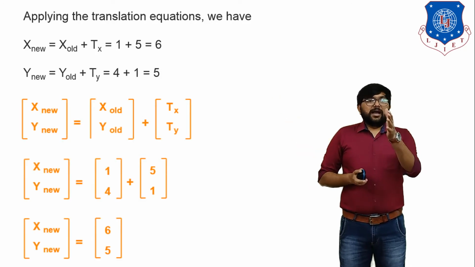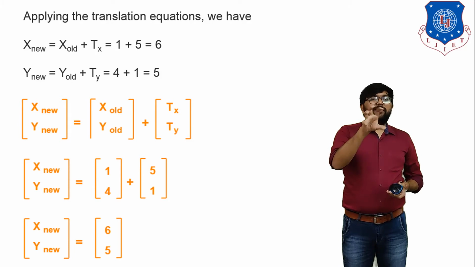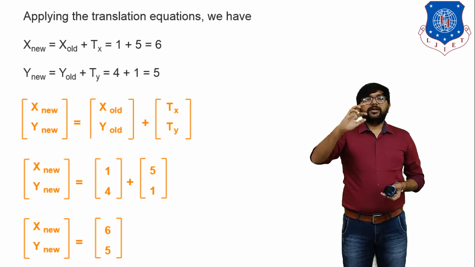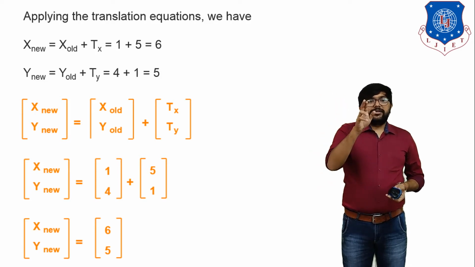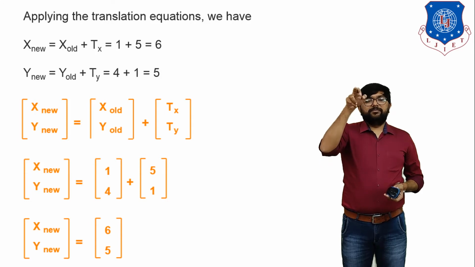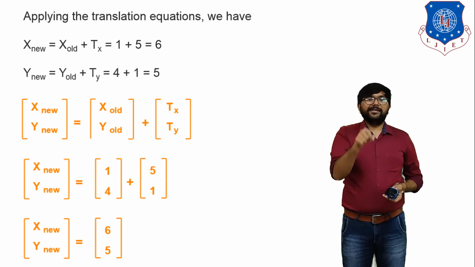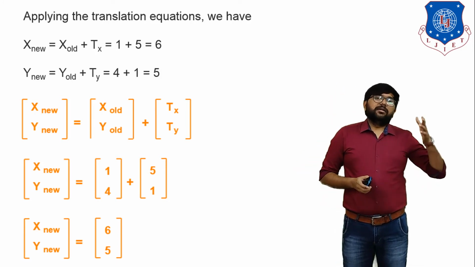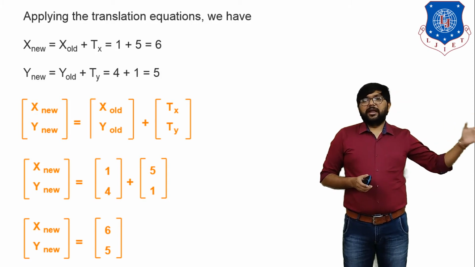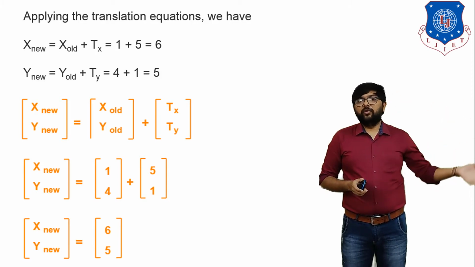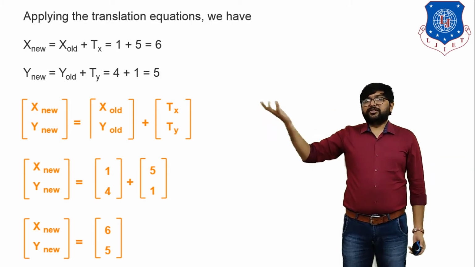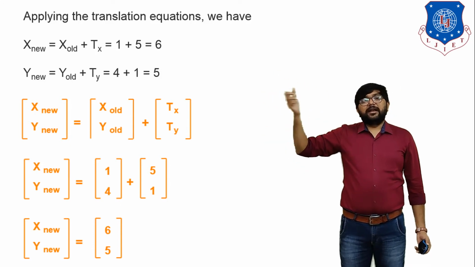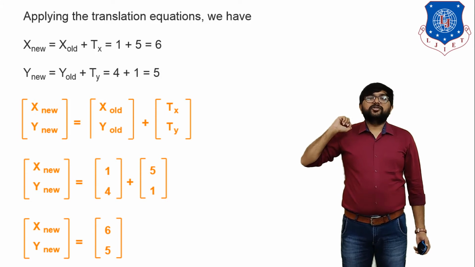Clear? Now you can also find the value using the matrix equation. [x new, y new] is equal to [x old, y old] plus [tx, ty]. Put in the values of x old, y old, tx, ty. So [x new, y new] is equal to (1, 4) plus (5, 1). Now you have to add the matrices. So [x new, y new] is equal to (6, 5). Clear? So this is the simple translation geometric transformation. The old point coordinate is (1, 4), and after translation, 5 units in the x direction and 1 unit in the y direction, we obtain the new coordinate (6, 5).